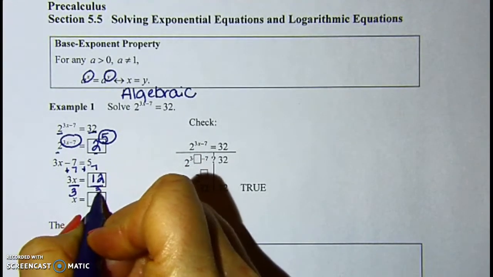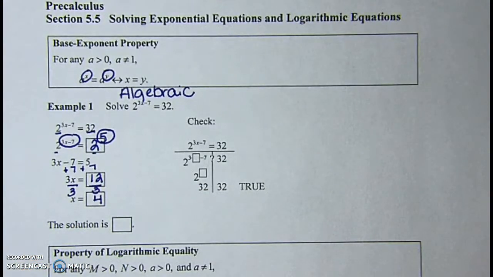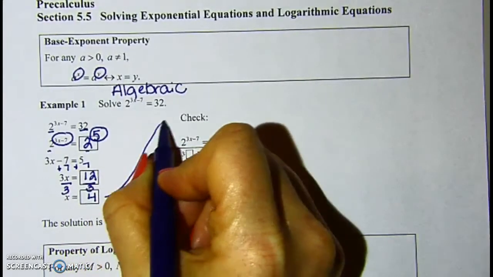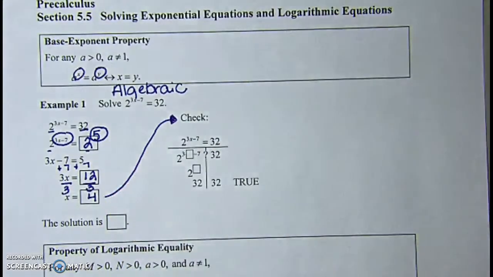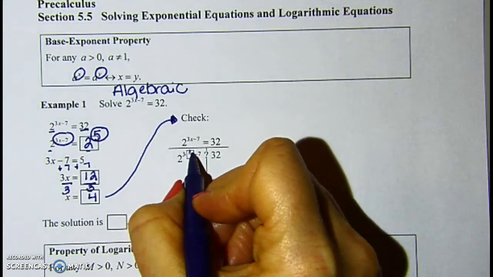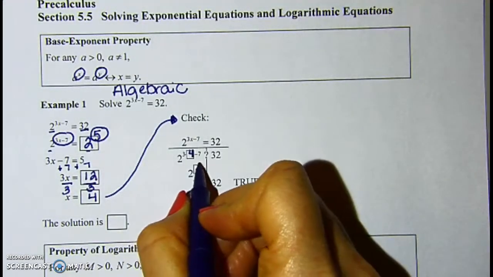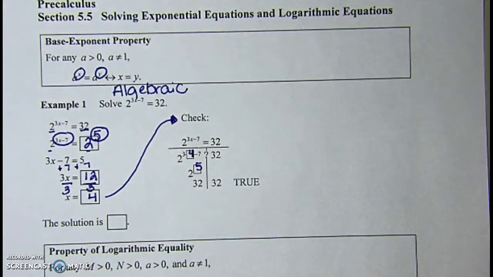Divide by 3, so x is equal to 4. We want to check our work to make sure that we algebraically simplified appropriately. So wherever I see x, I'm going to insert 4. 2 to the power of 3 times 4 minus 7. That gives me 2 to the power of 5 when I simplify my exponent. So it is a true solution.